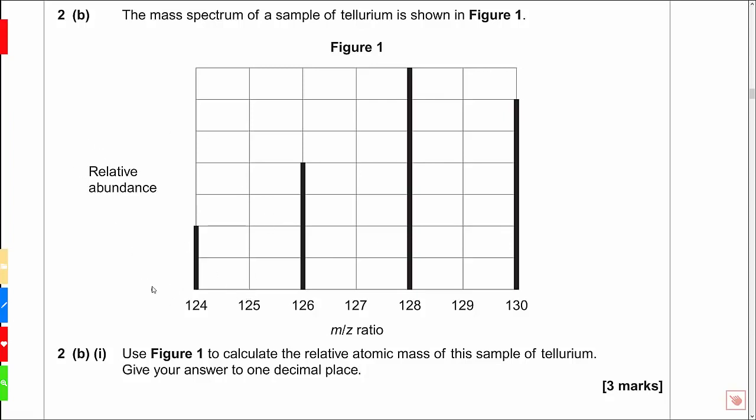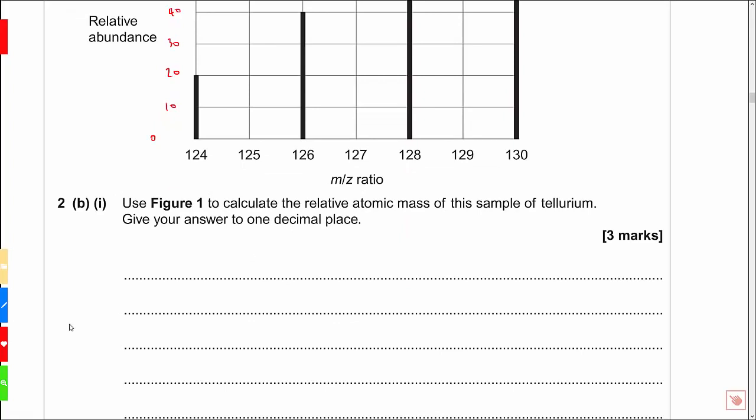So let's say this is 0, let's say 10, 20, 30, 40, 50, 60, 70. So let's do our first one here. So we're working out relative atomic mass. So we're going to say our sample of tellurium 124 has an abundance of 20. So we'll multiply those together and we'll add that to the 126, and I'll add these numbers in a second. 128 and 130.